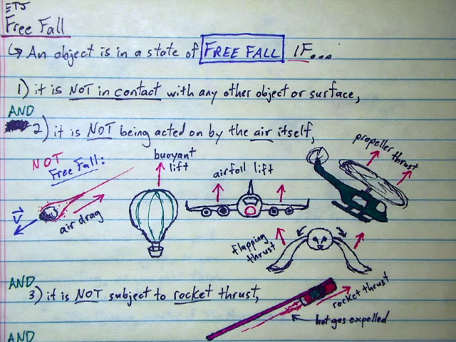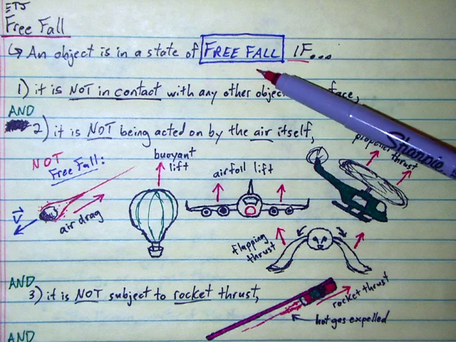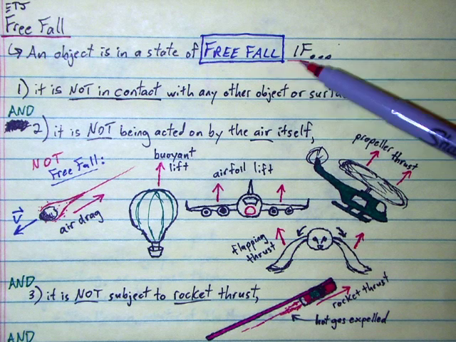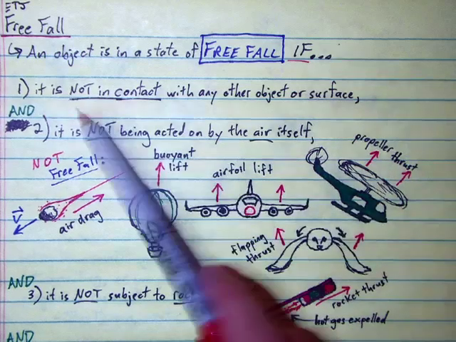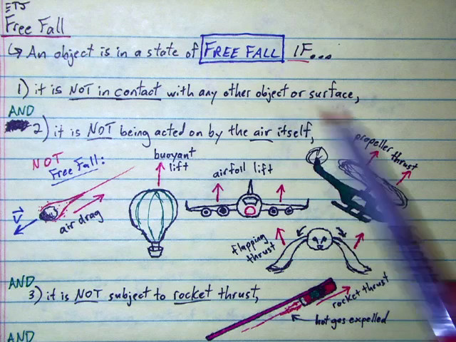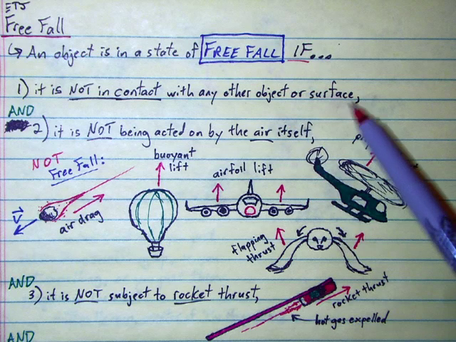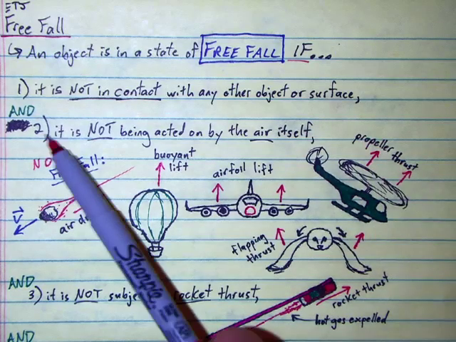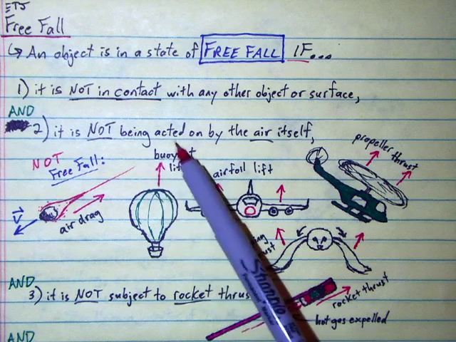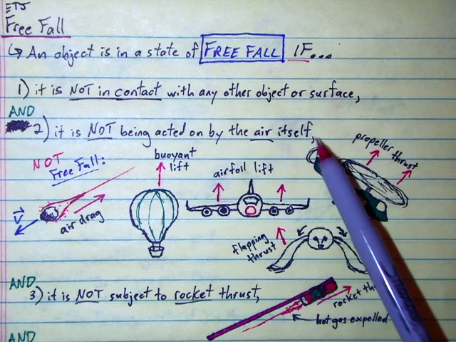We say that an object is in a state of free fall, it is free falling, if the following four things are true. Number one, it is not in contact with any other object or surface. It's not touching anything else. It's up in the air, not in contact with anything. Number two, it's not being acted upon by the air itself.